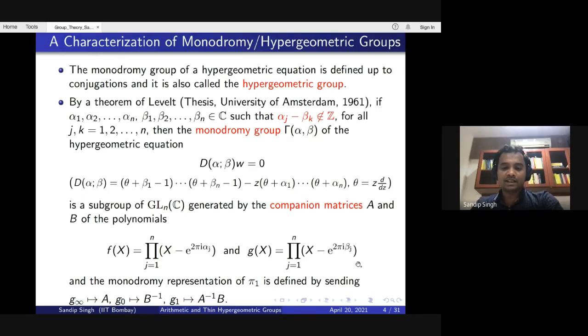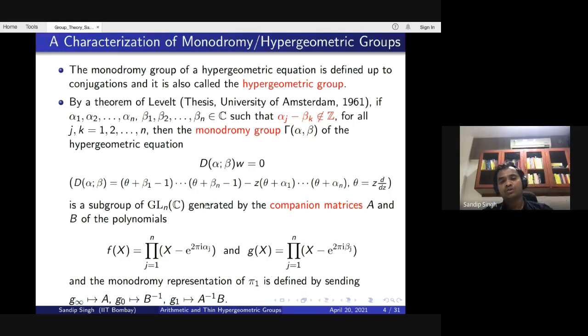Just to recall, if you have a polynomial of degree n, then its companion matrix is an n cross n matrix in which the lower diagonal entries are 1 and the last column is the negative of the coefficients, and all other entries are 0. So A and B are matrices of that kind, the companion matrices of these polynomials F and G.